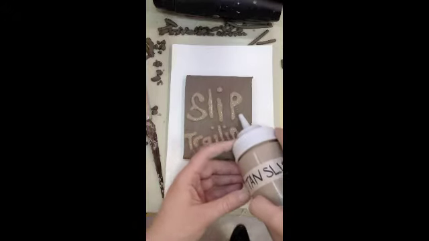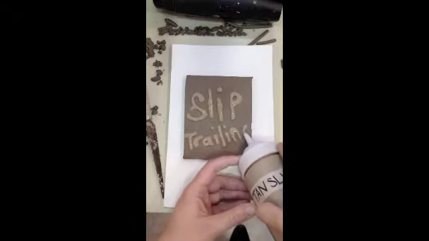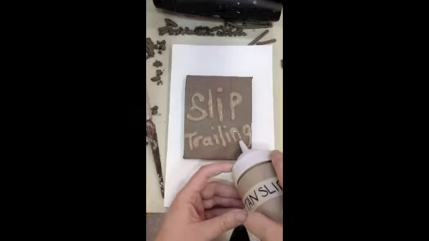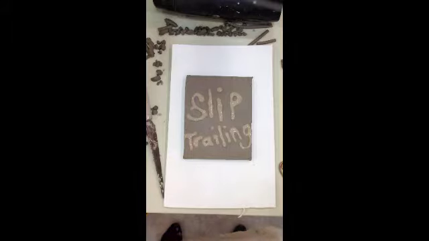Now I'm just barely squeezing this bottle. If you squeeze too hard, it's going to come out all over the place, so you got to be very careful. Alright, slip trailing. You can use different colors on there. You could do different designs.